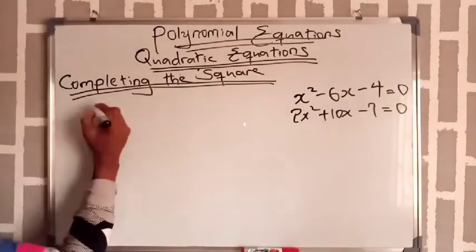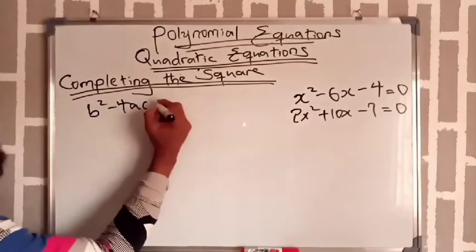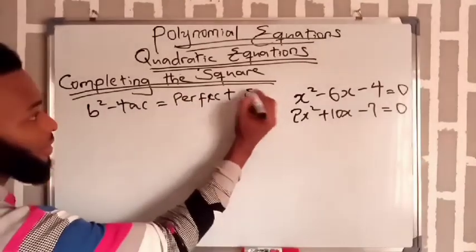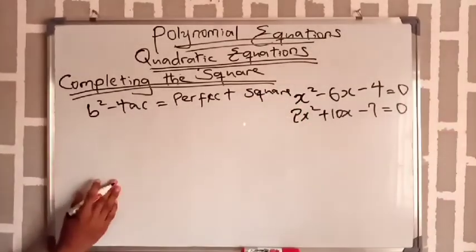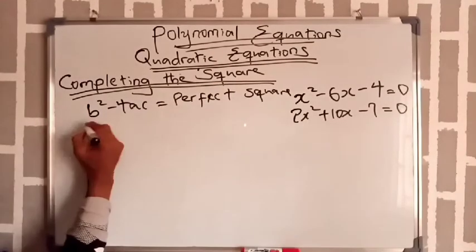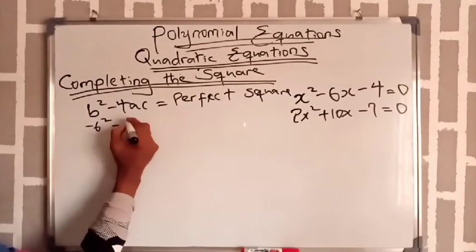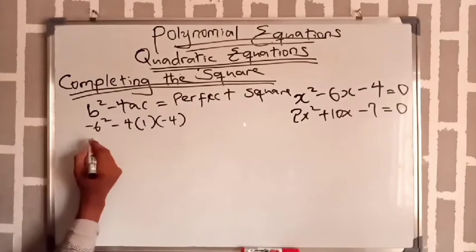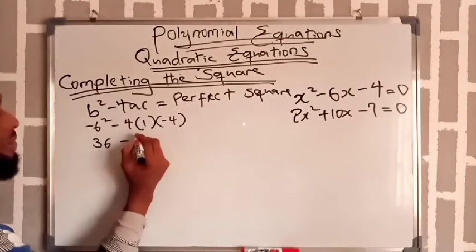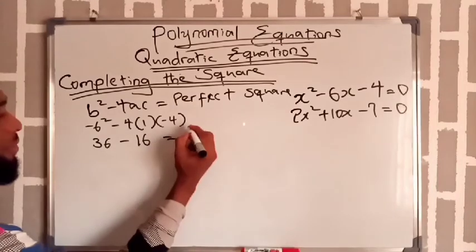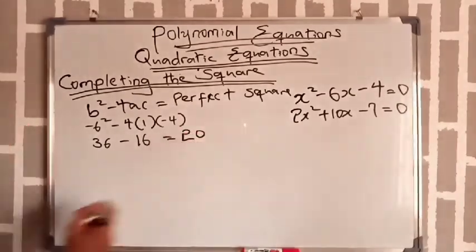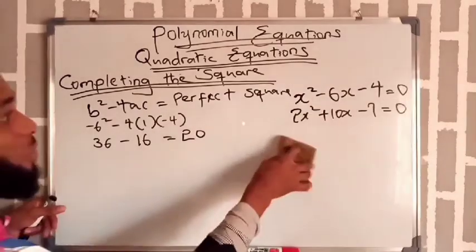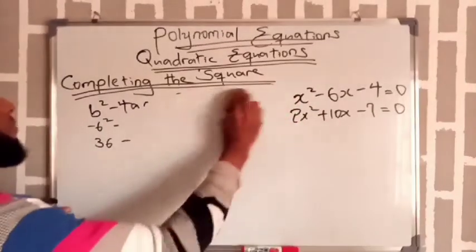So let's take the first one. Like I told you, b squared minus 4ac should give you a perfect square before you apply the factor method. So let's put b squared minus 4ac. This is minus 6 squared minus 4 multiplying 1 times minus 4. This is 36 plus 16, which gives you 52. That isn't a perfect square. So this is why you will have to apply the completing the square method, because you won't get a perfect square. Even for the other one also, you won't get a perfect square.